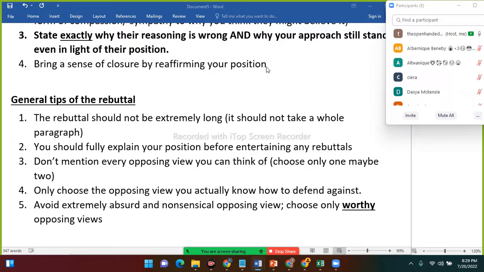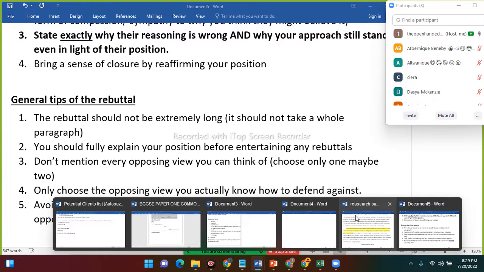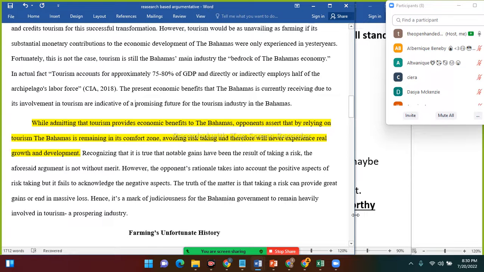And when it's a real fight, then coming out of that, showing how your position is better is going to be good. For example, if you look at my opposing view, it's very strong. Notice what I said. I said, opponents assert that by relying on tourism, the Bahamas is remaining in its comfort zone, avoiding risk taking, and therefore will never experience real growth and development. So that's a very strong opposing view. Like, that's a legitimate opposing view.